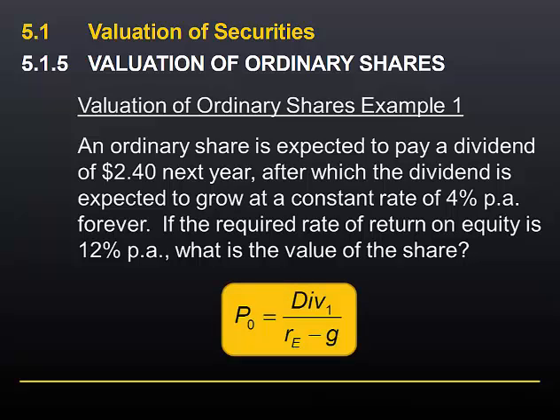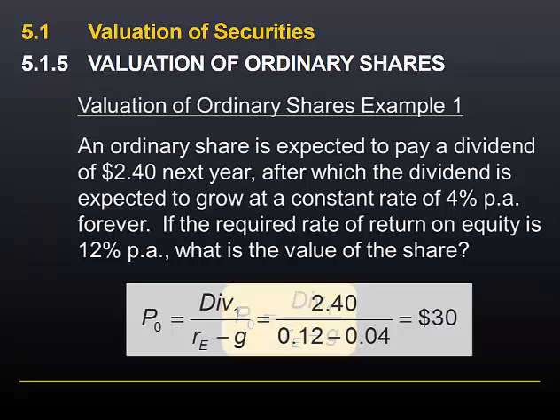This is the formula. We have all the values that we need. So what's the price or value of the share today? The answer is $30. 2.4 divided by 0.12 minus 0.04.